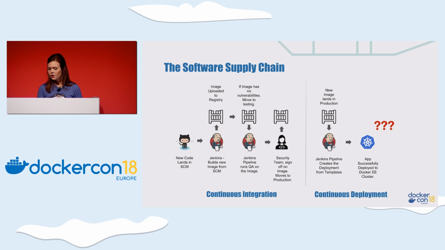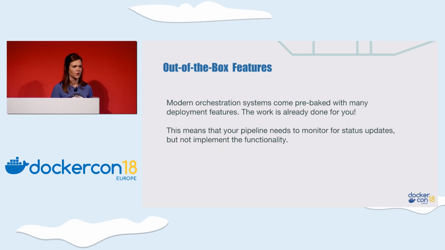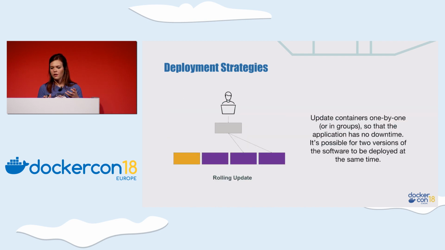The cool thing about orchestration services such as Swarm and Kubernetes is that a lot of these features for deployments are built into the tool itself, which means you don't have to write them in your deployment pipeline. For example, the deployment strategy of a rolling update is a feature of both Kubernetes and Swarm that you get out of the box without having to configure it in your pipeline. So let's take the example of a rolling update.